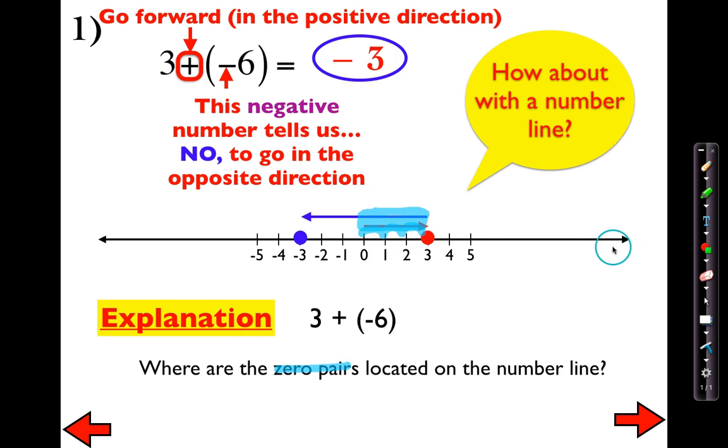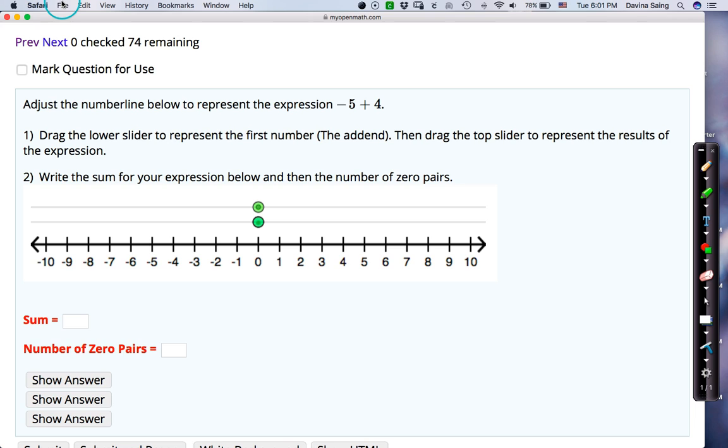Now, real quickly, just in case you're struggling on your homework, I do want to show what it's going to look like on your homework assignment. Here on your homework, it says adjust the number line below to represent the expression negative 5 plus 4. Number 1, drag the lower slider. That means the bottom one, not the top. The lower slider represents the first number, the addend. Then drag the top slider to represent the result of the expression.